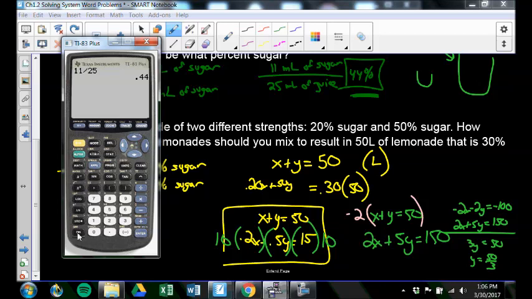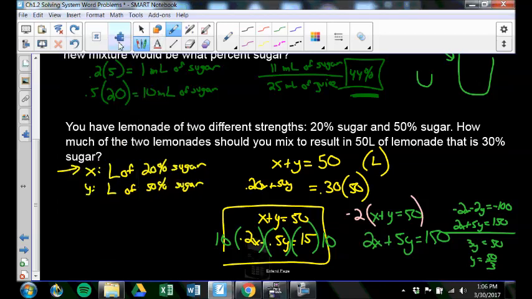Prove that to you. 16.6. Since we're just doing liters, I don't need to worry about the whole decimal being perfectly precise. Y is going to be 16.7 liters. If y is 16.7, I can plug that in for this y. I'm going to get that x is 33.3.